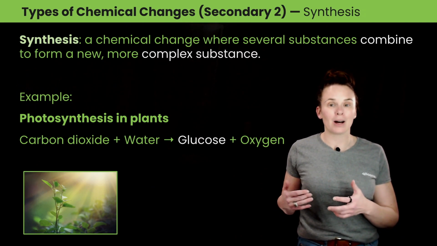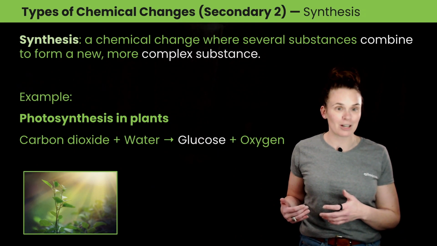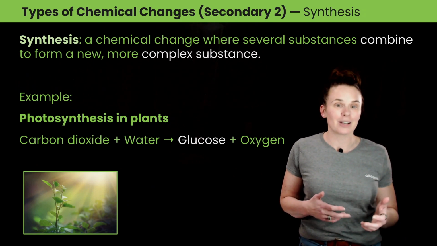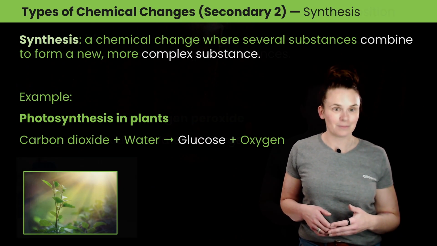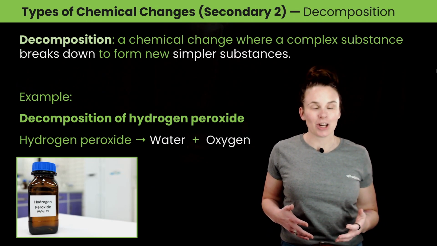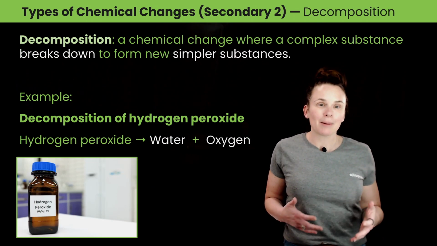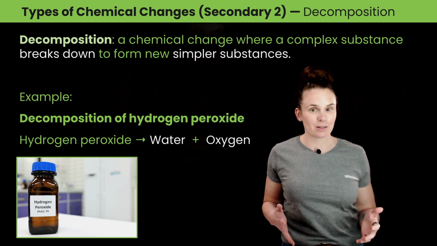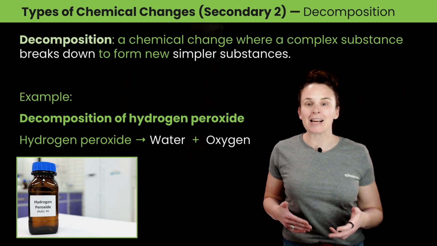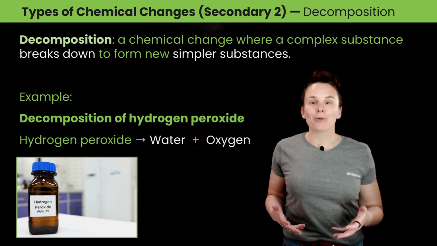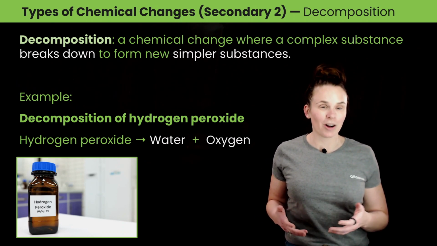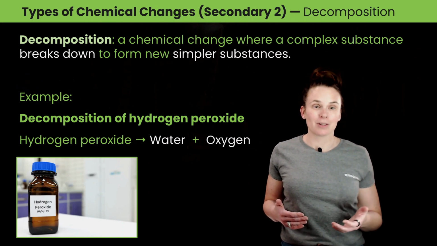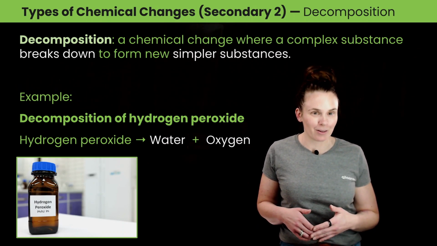We had substances on one side of the equation. They rearranged themselves to form brand new substances on the other side of the equation, which was glucose and oxygen. The second type of chemical change is decomposition. It's a chemical change where a complex substance breaks down to form simpler substances. So for example, we can take hydrogen peroxide. Hydrogen peroxide breaks down into water and oxygen, but hydrogen peroxide will break down when exposed to sunlight, so that's why it's stored in a darker bottle.